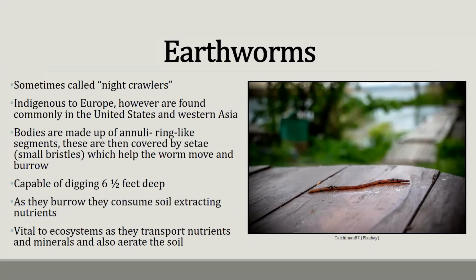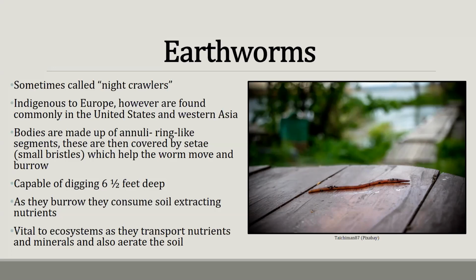Again, they're like a perfect animal. They are tapered at both ends. They're streamlined. They have these little rings called annuli that are the different segments on their body. And each of those segments is covered with these little setae or these little bristles. And that is how the earthworm moves through the soil.